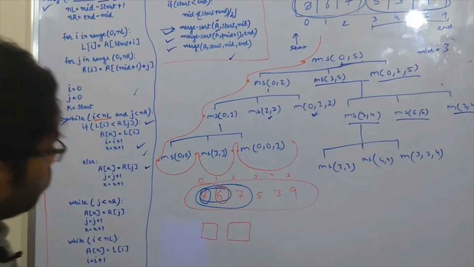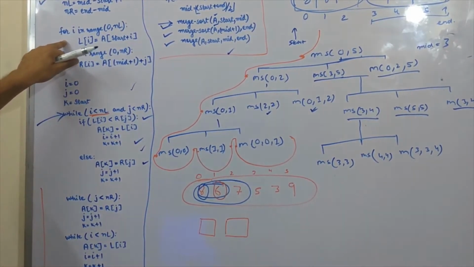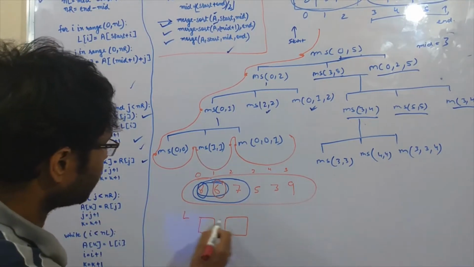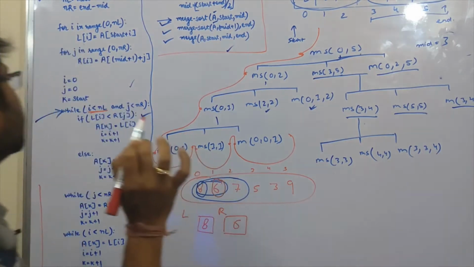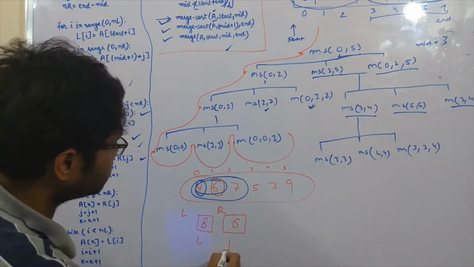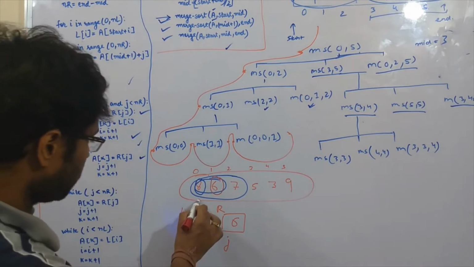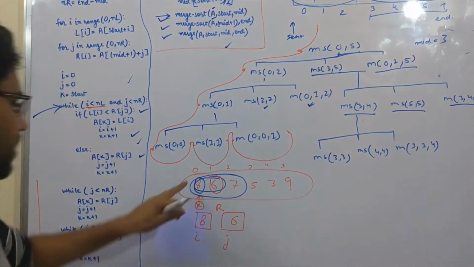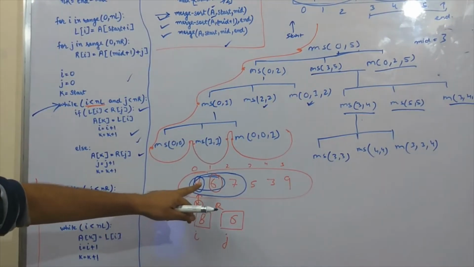So what it will do, it will copy both these lines. This for loop will copy the element from the array A to the left array. This is the left array and this is the right array. So 8 will be copied here and 6 will be copied here. Now we will assign the I value and J value, and the K value should be the start value. So K will be like here. K is also the start value, and the start value is 0. So 8 will be at the start.